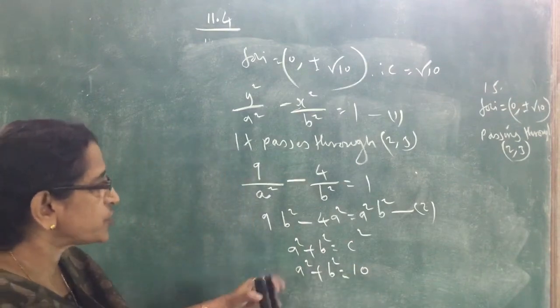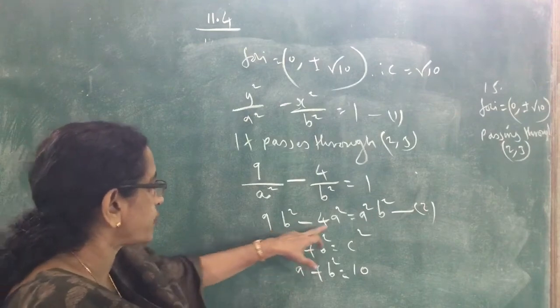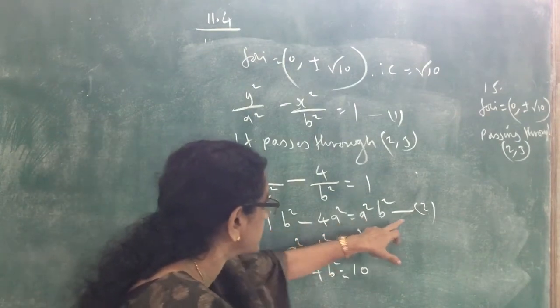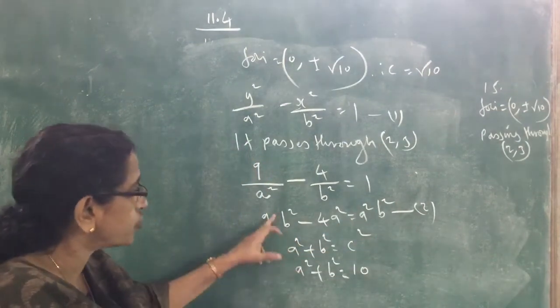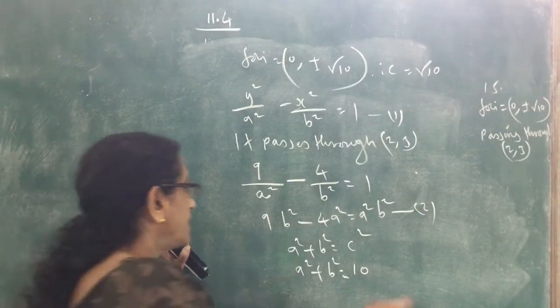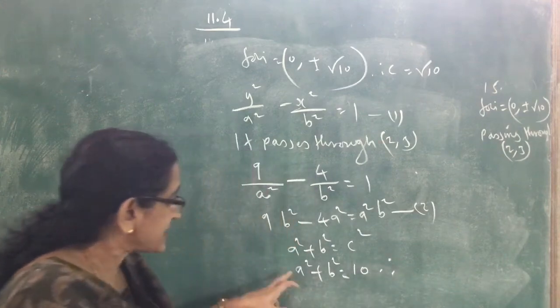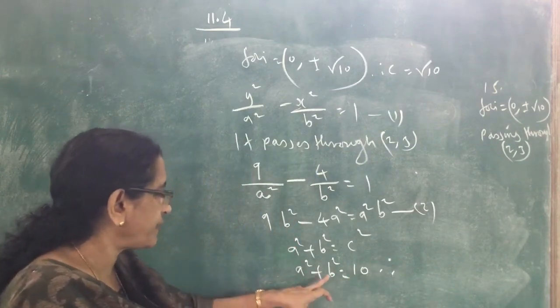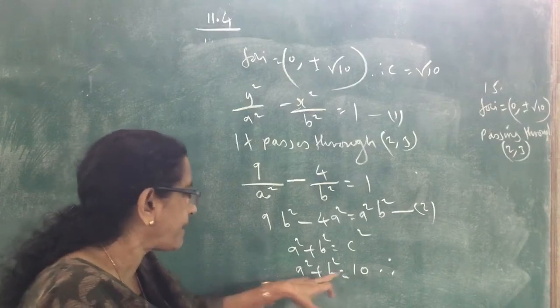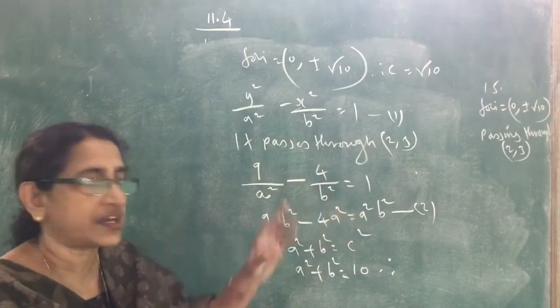So we got two equations: a square plus b square equal to 10, and 9b square minus 4a square equal to this one, equation 2. So using these two we can solve for a square and b square. We want to find a square and b square. From a square plus b square equal to 10, we can write b square equal to 10 minus a square, and we can substitute in equation 2 and we can find a and b.